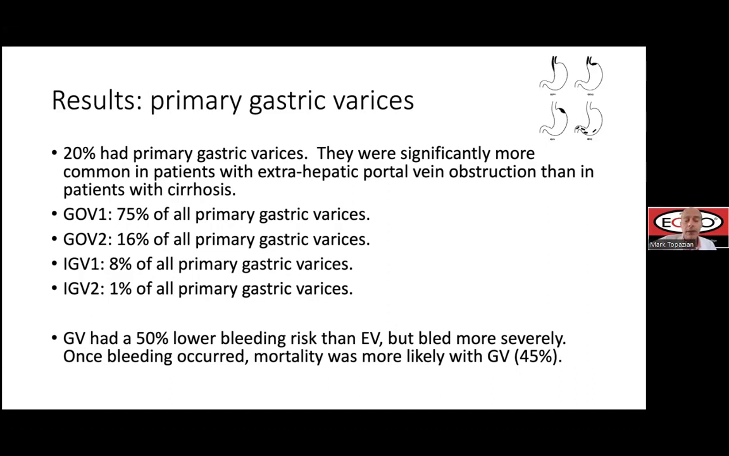But those who did bleed from their gastric varices bled more severely, they required more blood transfusion, and they were more likely to die. In fact, in this series, 45% of patients with bleeding gastric varices died. Now, you might say, well, why is the bleeding risk higher in esophageal varices than gastric varices? I mean, the chance of having a bleed is higher within the esophagus.